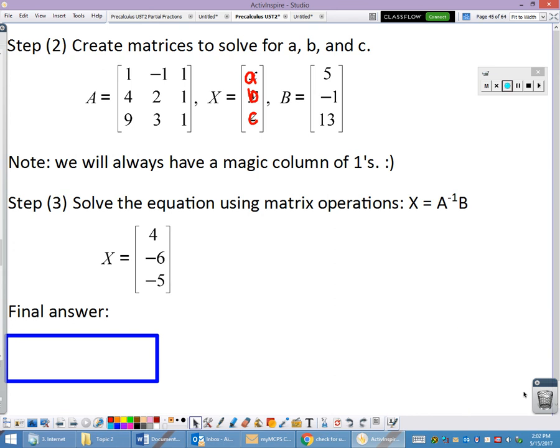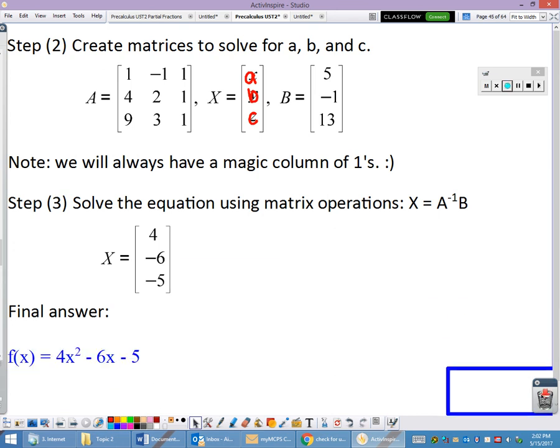And now we're going to do A inverse B. So your final result is going to be 4x squared minus 6x minus 5. And again, if you were to graph that parabola, and this is just a quick sketch, those 3 points that we just talked about would actually be on that parabola.